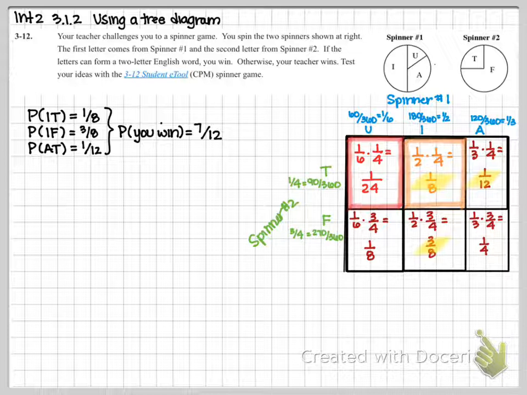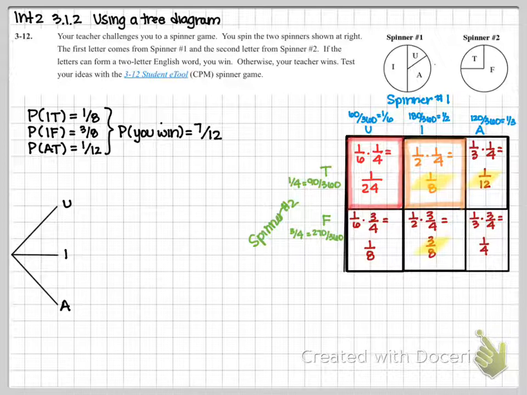So what I want to do is start with spinner number 1. Spinner number 1 has 3 things that could happen. So we have these 3 little offshoots that we're going to draw. All of these offshoots represent the first thing that could happen, which would be spinner number 1. The first thing that would happen on spinner number 1 would be we could get a U, we could get an I, or we can get an A.